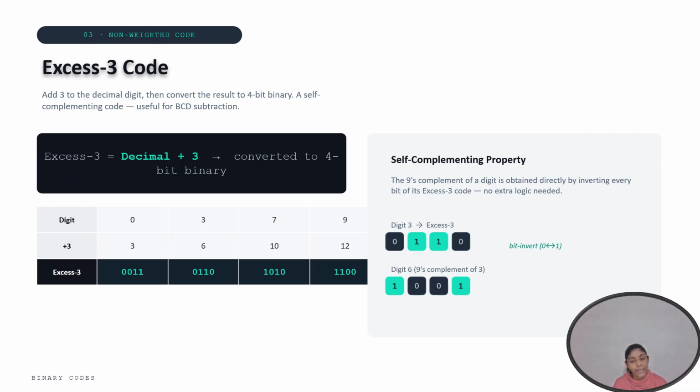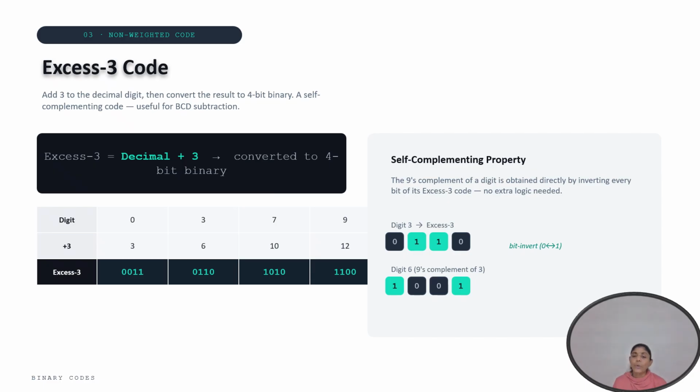So 7 plus 3 is 10. What is 10 in your 4-bit binary? 1010. The last value I have given is 9. Decimal digit 9. 9 plus 3 is 12. So how to convert it into the BCD standard? 1100. This is the way the excess 3 is performed. So excess 3 is actually used for BCD subtraction.